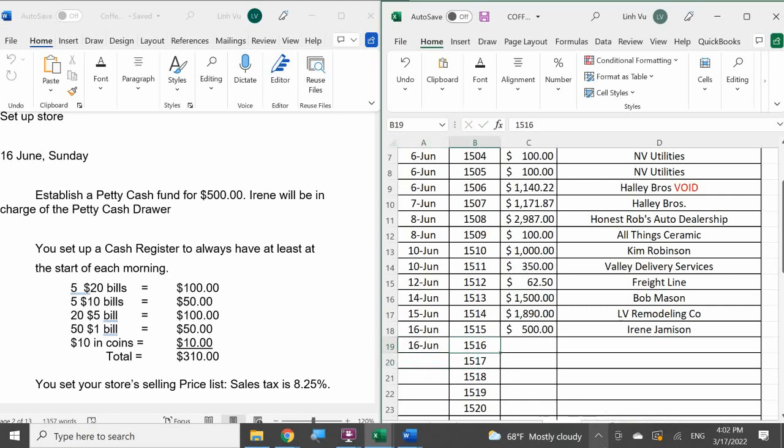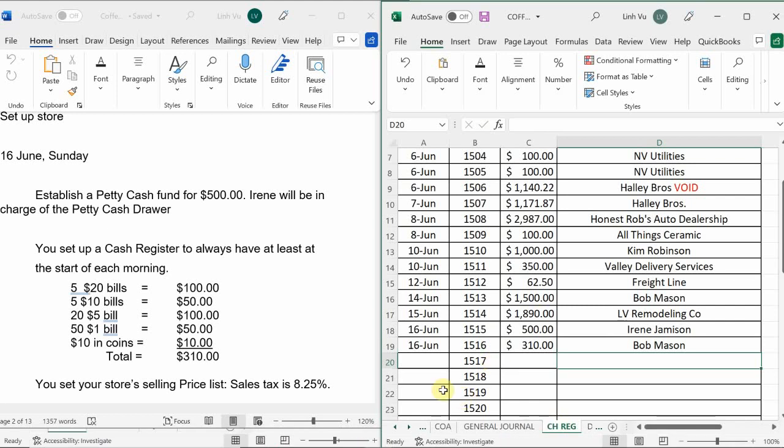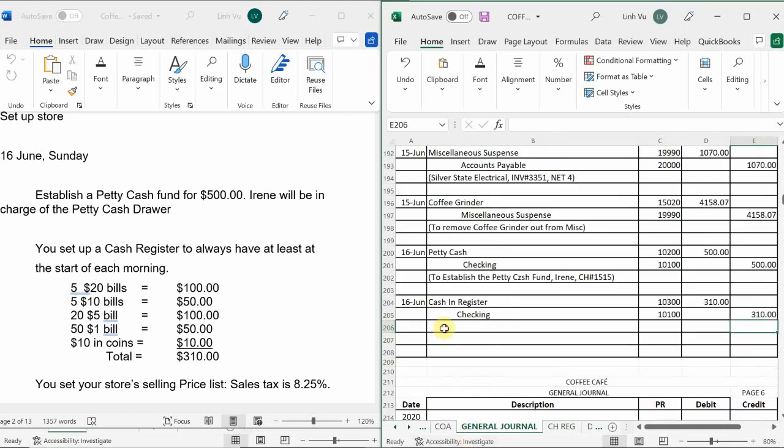Now, is it going to be to Irene or to another person? It doesn't matter in this case. So maybe I'll send Bob to get the job done. Bob is going to be in charge of getting the money into the cash register. He's going to take check number 1516 for the exact amount of $310, go into the bank, cash it out, and put it into the cash register. So, what is your description going to be?